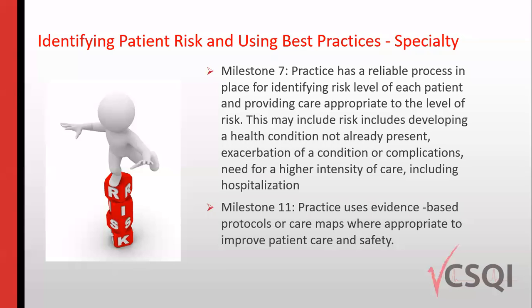So, milestone 7, we're going to address the specialty milestones first. Milestone 7 requests that a practice has a reliable process in place for identifying the risk level of each patient and providing care appropriate to the level of risk. This may include the risk of developing a health condition not already present, exacerbation of a condition or complications, or the need for a higher intensity of care, including hospitalization. Milestone 11 focuses on the practice's use of evidence-based protocols or care maps, where appropriate, to improve patient care and safety.